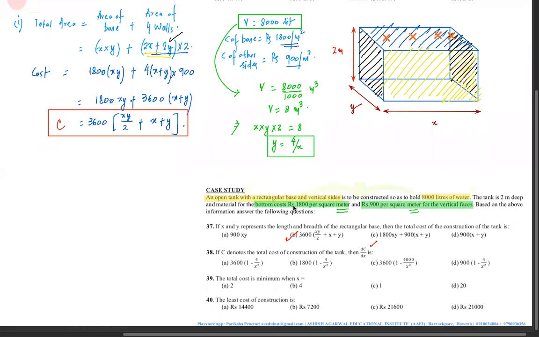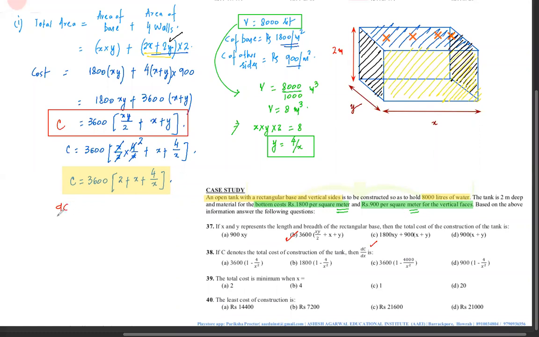This substitution I'm going to make in this cost equation. So now my cost equals 3600 into x by 2 multiplied by y, के जगह पे we are making it 4 by x, plus 4 by x. x and x gone. This is just 2. So the equation stands out to be 3600 times 2 plus x plus 4 by x. Now, this is the cost equation which now can be differentiated in terms of x because every single variable on the right hand side is now x.